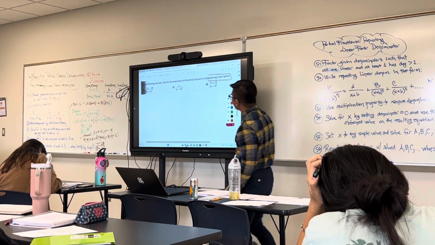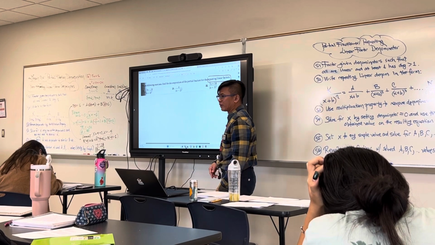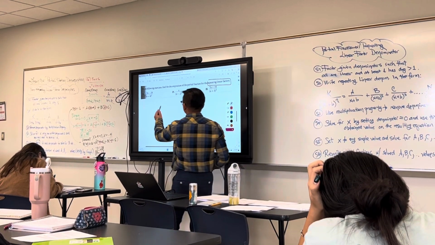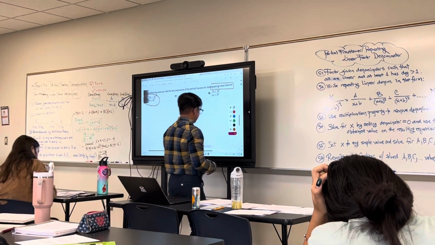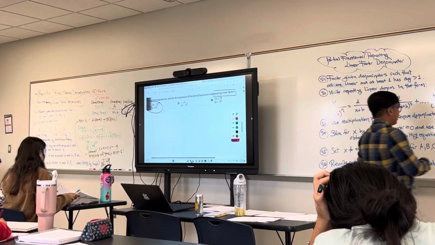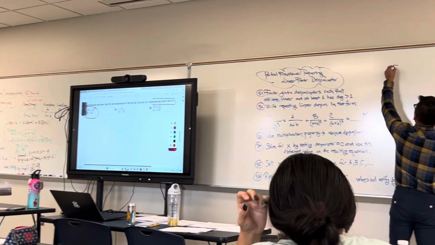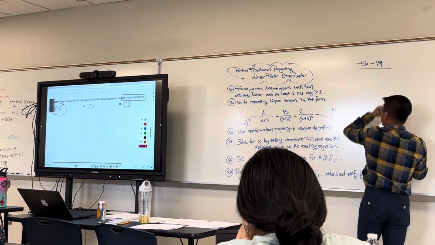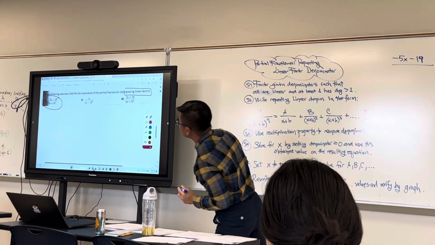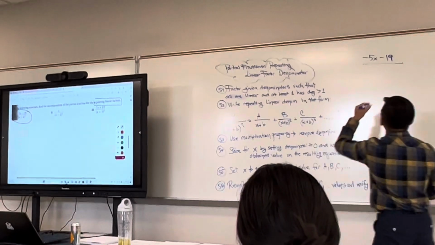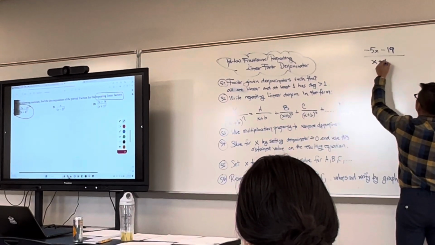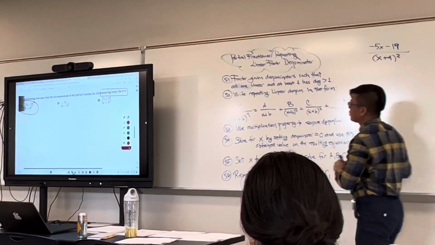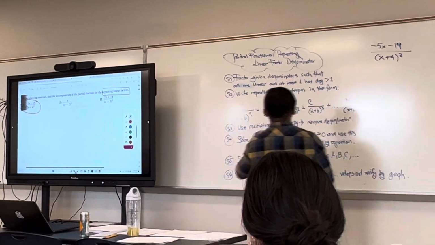Let's try number 20. And we got this given: negative 5x minus 19 over x plus 4 squared. And again, what number is this? Number 20.